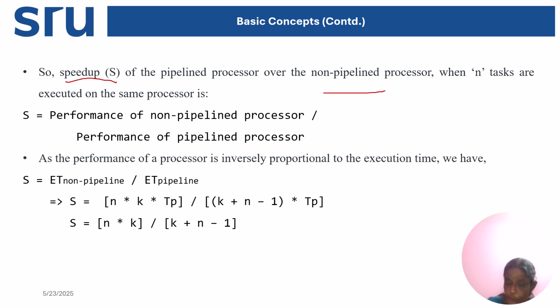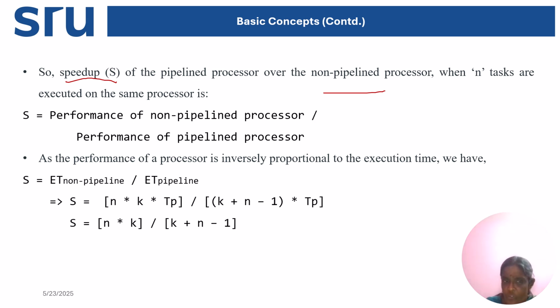So when comparing the two, how is it calculated? When n number of tasks are executed on the same processor, we calculate the speed when it is non-pipelined and the speed when it is pipelined. Both are taken as a ratio, like 1:2. So pipeline to non-pipeline, what is the value? We are going to calculate. S is equal to, the formula is given, performance of the non-pipelined processor divided by performance of the pipelined processor.